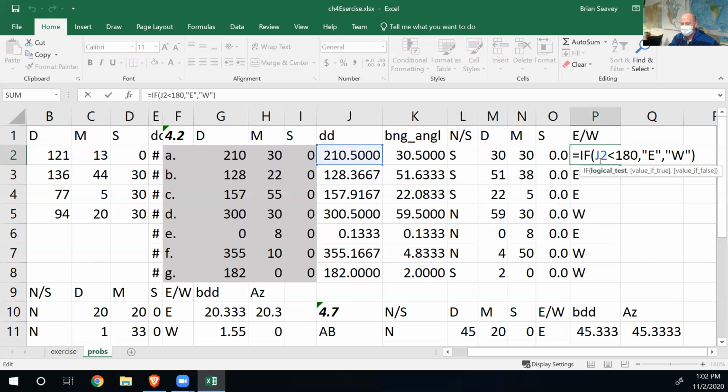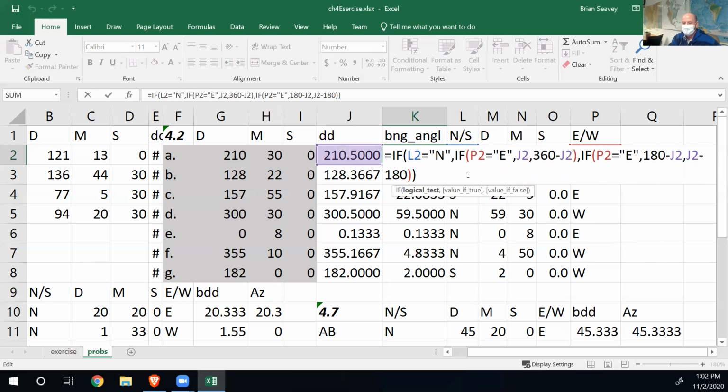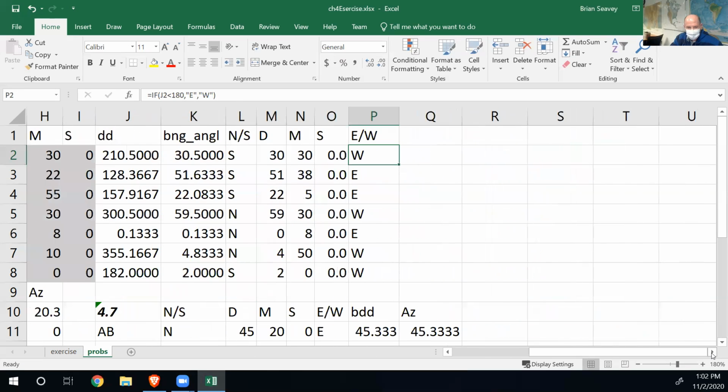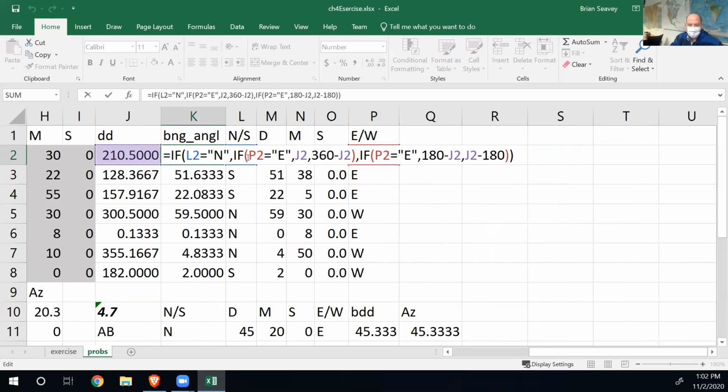And then here, it's even easier. If it's less than 180, it's east. And otherwise it's west. Once I do that, then I can go to my bearing angle and look at whether that's north or south. I know what quadrant I'm in because I just figured it out, and I use one more statement. Right, if L2 is north, and then I check for east and west.